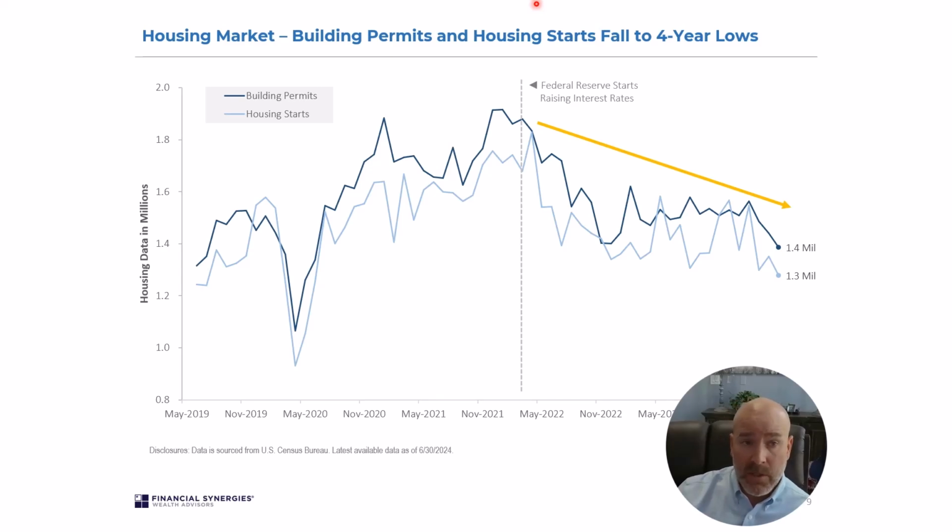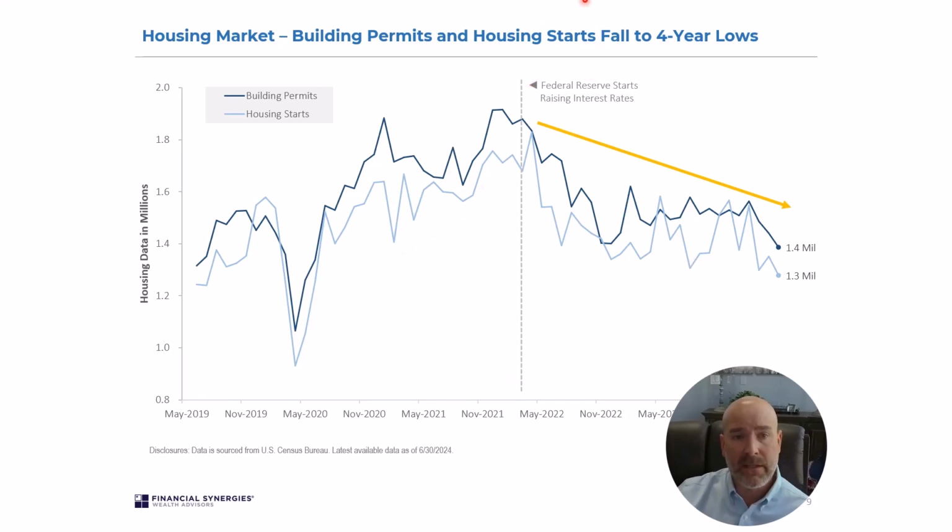So as the economy reopened and mortgage rates fell to a record low at that point, housing activity continued to grow until early 2022 when the Fed started to raise interest rates. And that's marked by this vertical dashed line here. So we kind of see the rise and the fall.